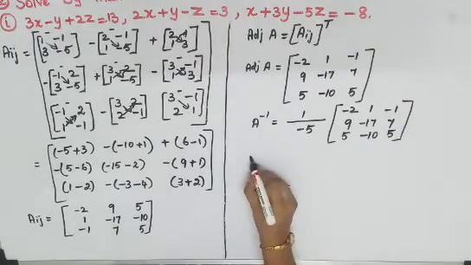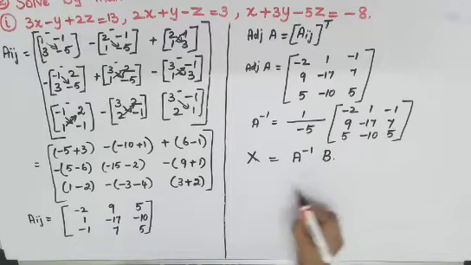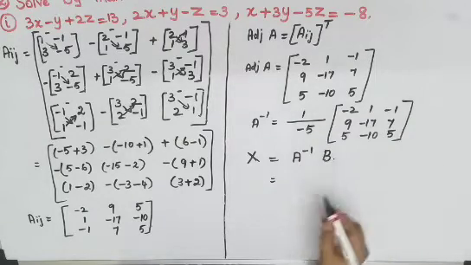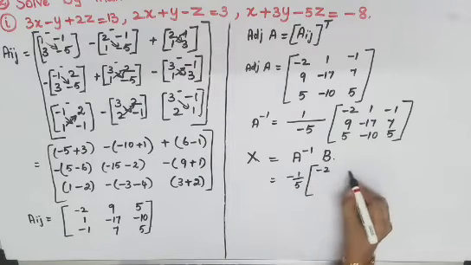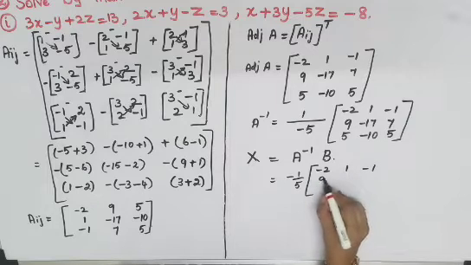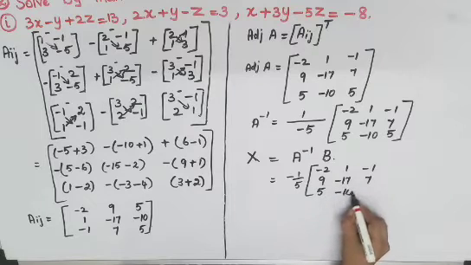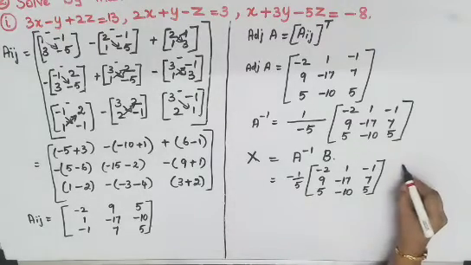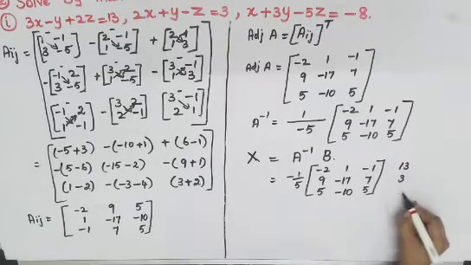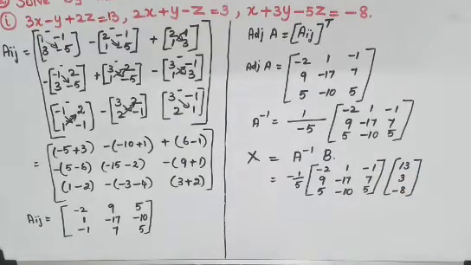Now you will have to find your x. Last is solving of x only. So x is equal to A inverse into B. So A inverse is nothing but this whole answer. So I will write minus 1 by 5 into, open your bracket, minus 2, 1, minus 1, 9, minus 17, 7, 5, minus 10, 5. Into your B, we should have written before. Your B is 13, 3, minus 8. In the beginning of the sum it will be there, so if you want you can check it there. Okay, so 13, 3 and minus 8.